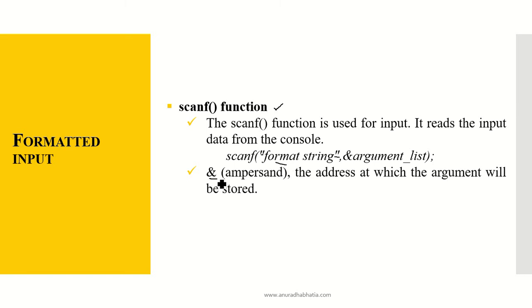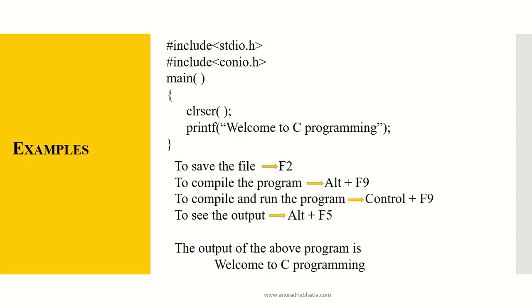Now ampersand, the address at which the argument will be stored, or the address at which this variable will be stored, is represented by the symbol &, or an ampersand in programming terminology. Now let's see a simple example of how "Welcome to C programming" is executed.